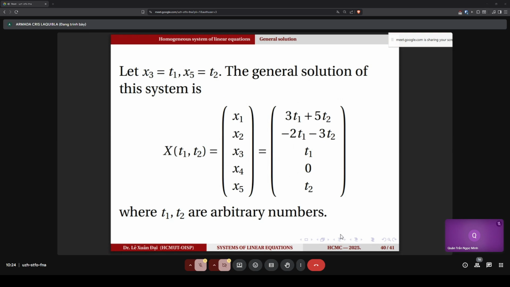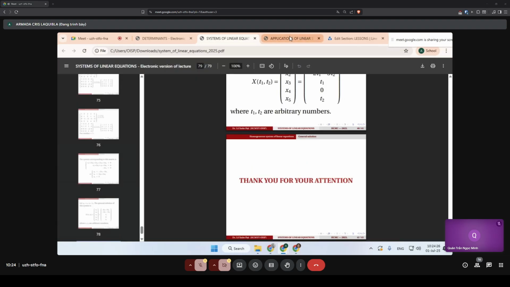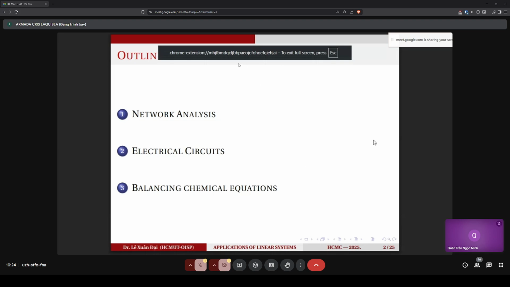arbitrary numbers. Now, if you want a specific solution for this one, you can put a value for your t1 there. If your t1 is 1 and your t2 is 2, then you can substitute it here and solve it. Okay? And that's it. Next, we have the application of linear equations. First, we have network analysis, electrical circuits, and then balancing chemical equations.